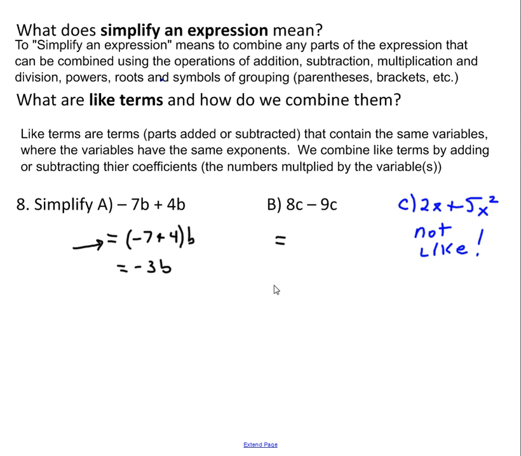So for example, if I take 8c minus 9c, I know that I've got 8 of that variable. I'm just taking away 9 of the same variable. That's going to give me a deficit of one of those variables. We would write negative 1c, or very often when we see a 1 in front of a variable, we don't carry it. We just write negative c as the result.